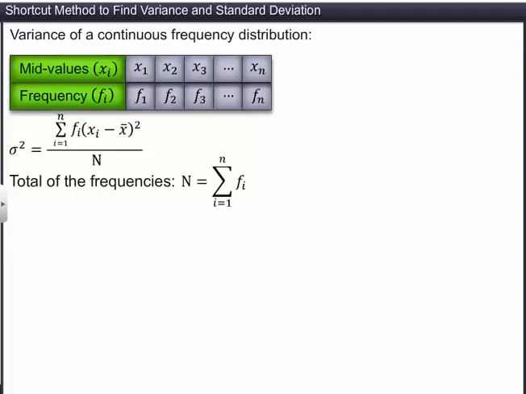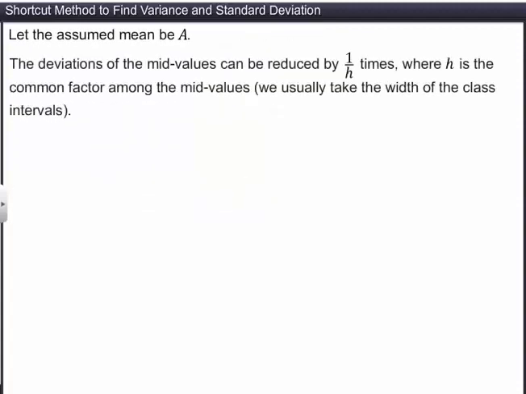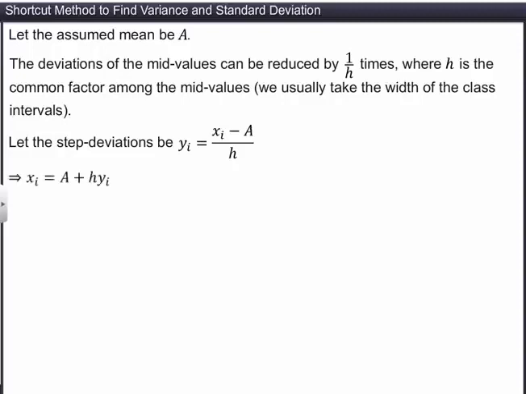Let the assumed mean be A. The deviations of the mid-values of the class intervals about the assumed mean can be reduced by 1 divided by h times, where h is the common factor among the mid-values. For the sake of convenience, we consider h equal to the width of the class intervals in a regular interval of class. Let the step deviations be yi, which is equal to (xi minus a) whole divided by h. This implies xi is equal to a plus h yi. Let this be equation 1.